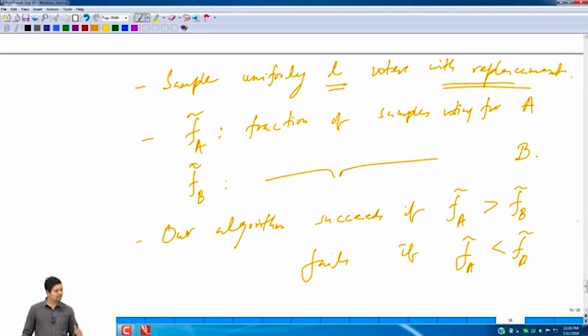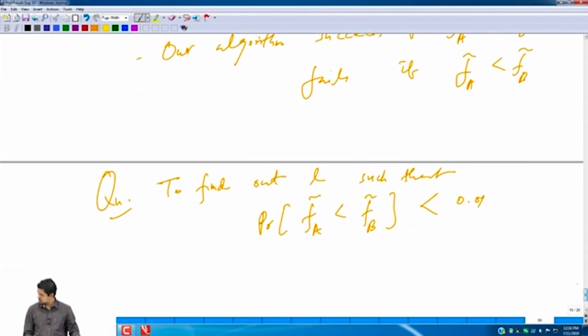Obviously, the more I sample, the more my error rate goes down. That's why I gave you a specific error rate. I want to achieve an error rate of less than 0.01. Tell me how many samples I should draw. And you will see yourself that L does not depend on capital N.